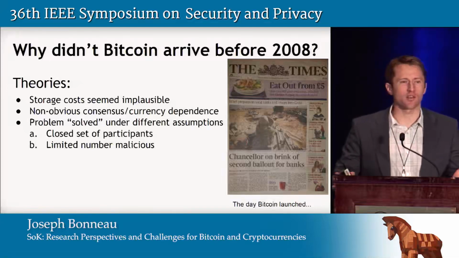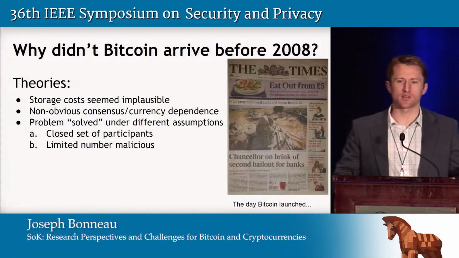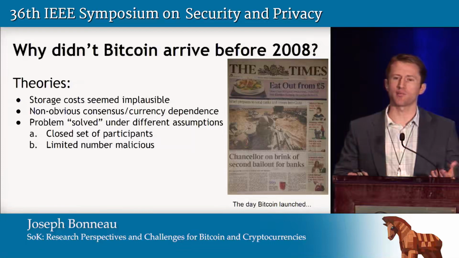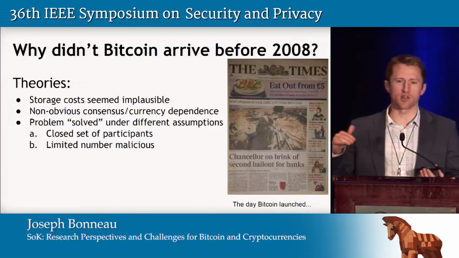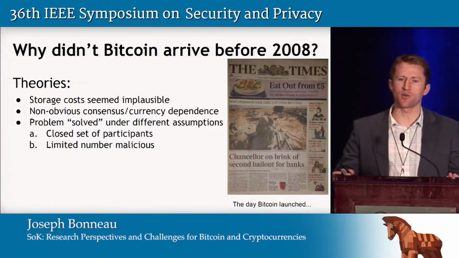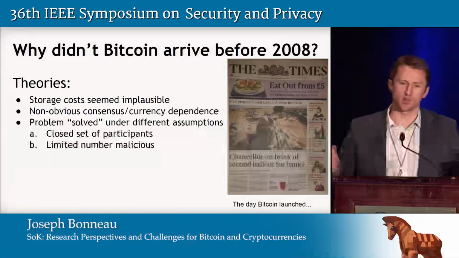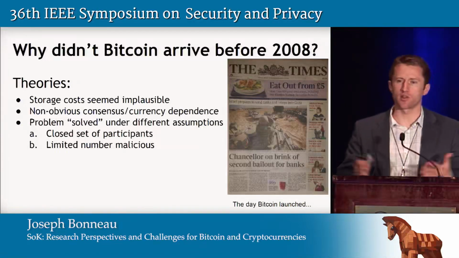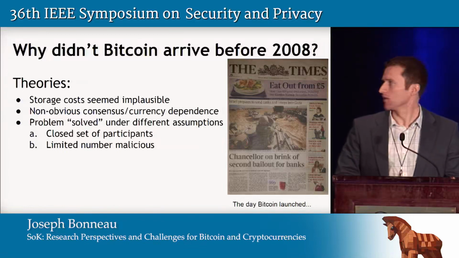So I don't have the answer here, but I'll throw out the basic theories. One is just that the idea of having everybody store everything forever was considered implausible for a long time. And as the price of storage went down, this started to seem more reasonable until the mid-2000s when it really started to make sense. And now everybody has a laptop that's capable of storing the entire Bitcoin blockchain.